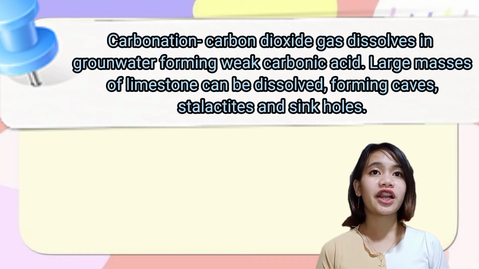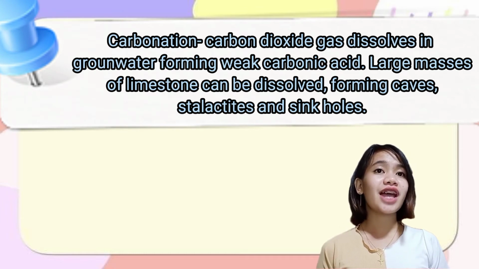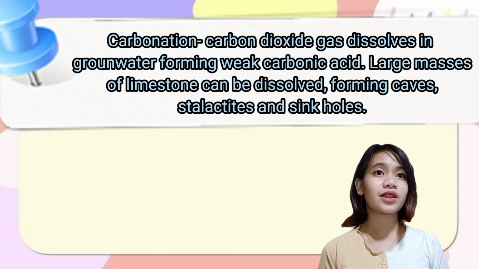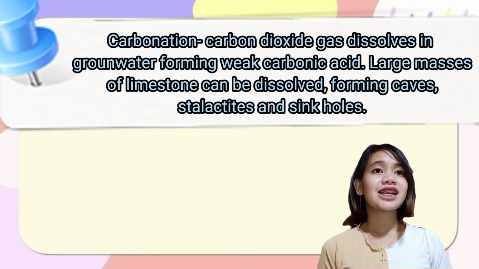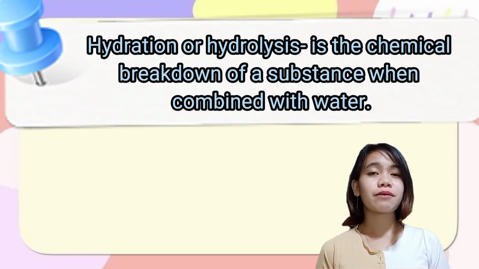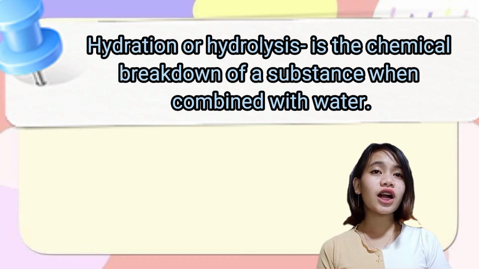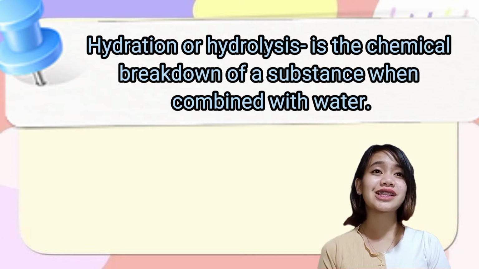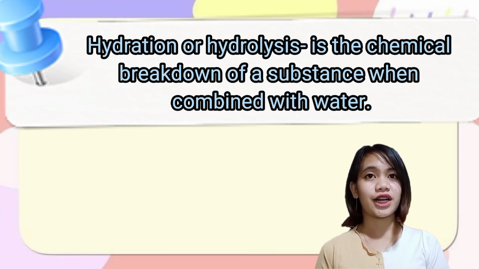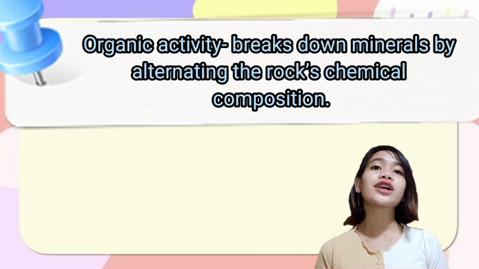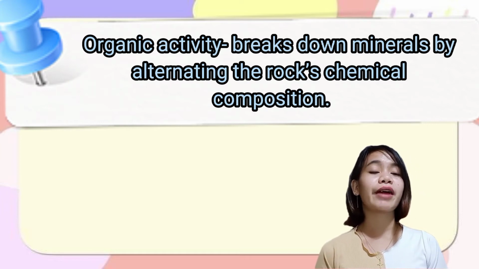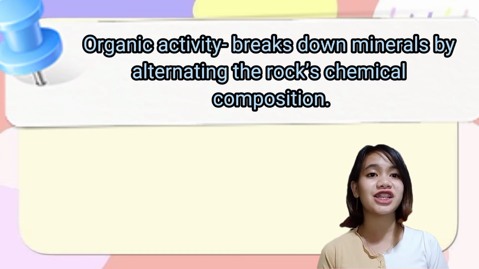Second is the carbonation. Carbonation is when carbon dioxide gas dissolves in groundwater, forming weak carbonic acid. Large masses of limestone can be dissolved, forming caves, stalactites, and sinkholes. And the third one is the hydration or hydrolysis. Hydration or hydrolysis is the chemical breakdown of a substance when combined with water. And the fourth one, which is the last one, is the organic activity. Organic activity breaks down minerals by altering the rock's chemical composition.